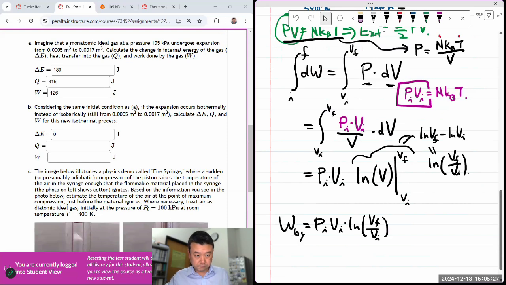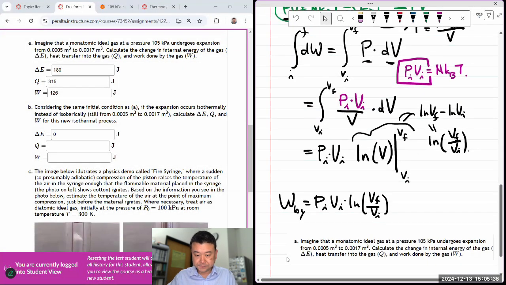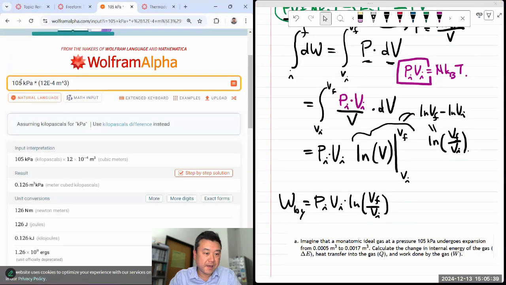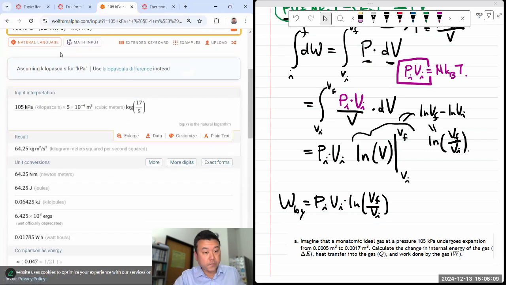So let's write all this out. Let me just copy this over for the parameters. I just don't want to scroll back and forth. Or I guess I already had some of them here. So initial pressure times initial volume, which would be 5 times 10 to the minus 4 meter cubed, times natural log of V final. I'm just going to type in the part that won't cancel out: 17 divided by 5. 10 to the minus 4 meter cubed cancels out. So when I do that, I should get an answer in joules, 64.25 joules.